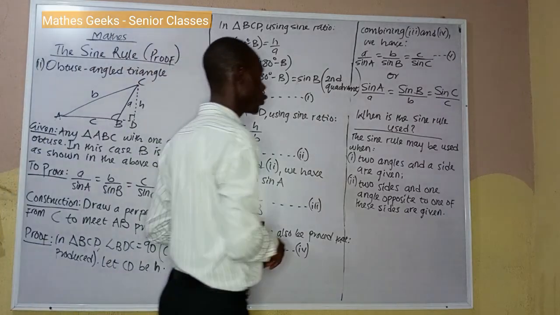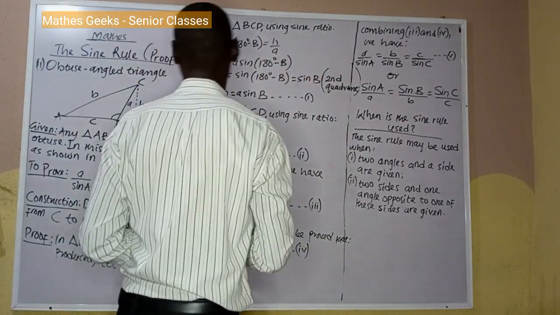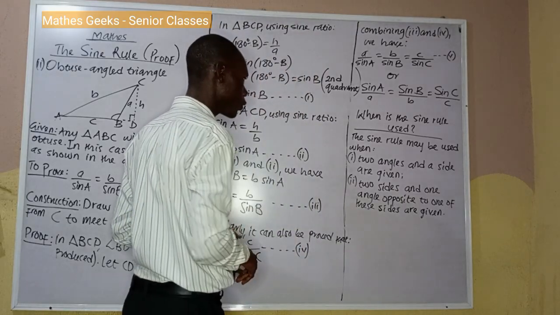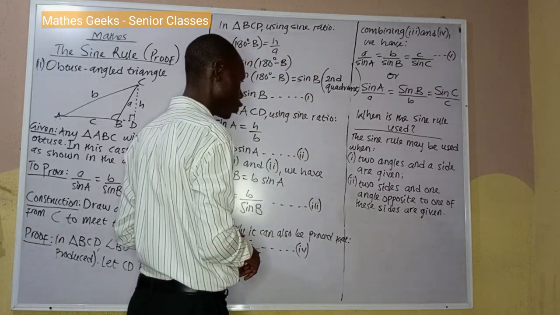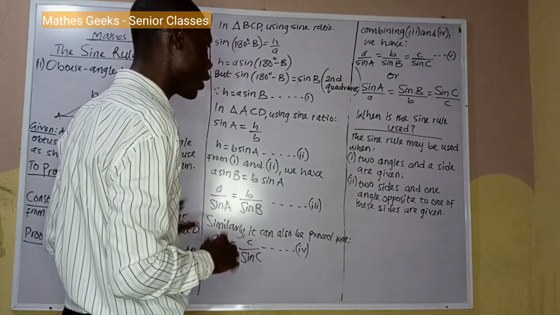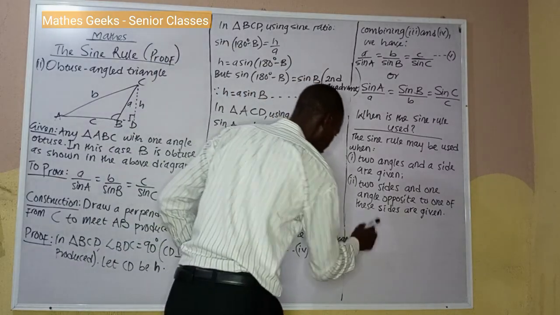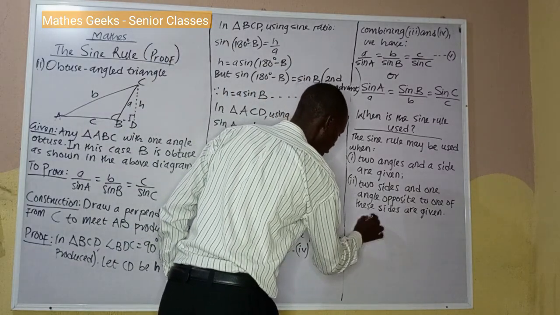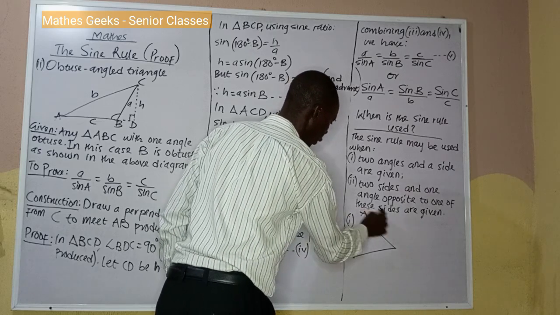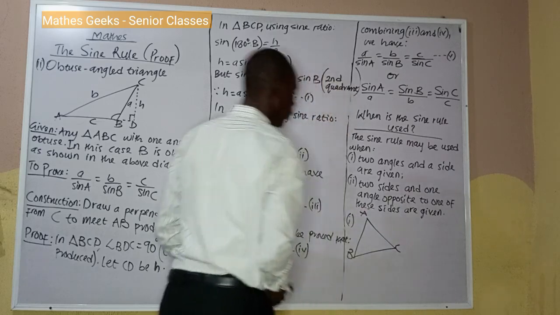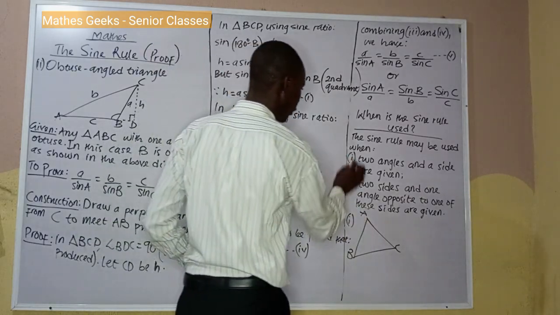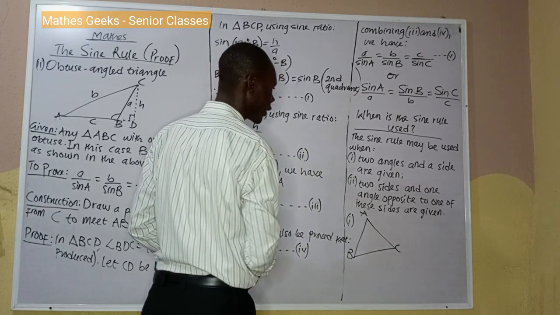So when is the sine rule used? When do we use the sine rule? The sine rule may be used when 2 angles and a side are given, or 2 sides and 1 angle opposite to one of these sides are given. So let's use a diagram to explain this. Let's say this is a triangle ABC. We use the sine rule when condition 1 is fulfilled: 2 angles and a side are given.